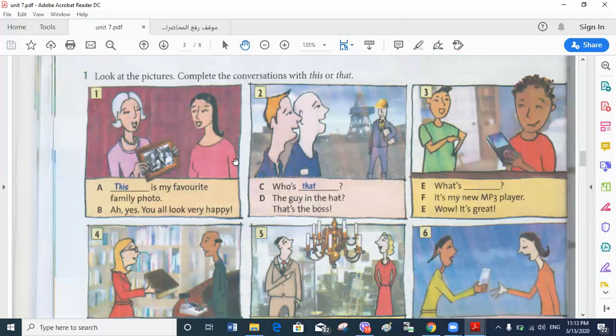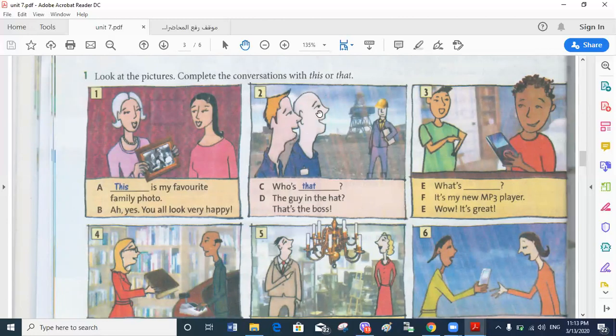Now we are talking about the difference between this and that. When you are talking about something is close to you, you can use this. But when you are talking about a person that far from you, you can use that, as in these 2 examples. The first girl, she is holding a picture and she said, "This is my favorite family photo." And the girl in number B, she said, "Yes, you all look very happy."